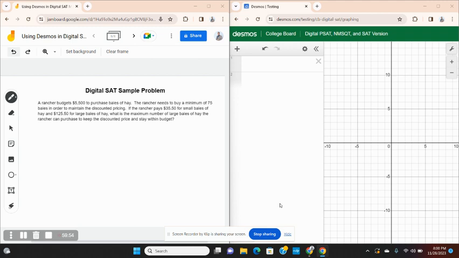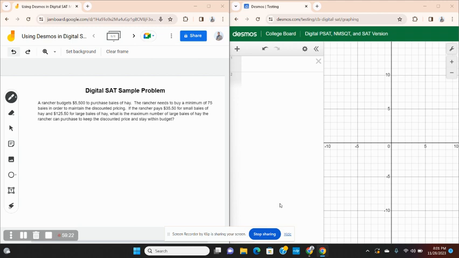Today we're going to be looking at how to use Desmos in the new digital SAT math portion. So we've got a sample problem today. We'll take a look at the problem. We'll try to set it up first, but Desmos is now built into our digital SAT test. So I believe it's an important tool that we should know how to use when taking this test. So let's take a look at this sample problem.